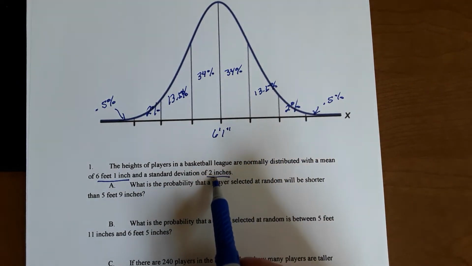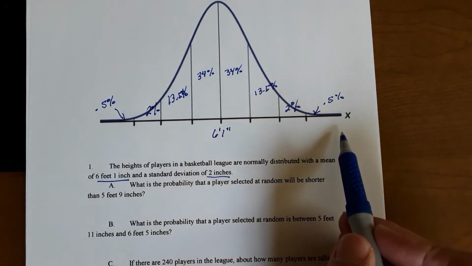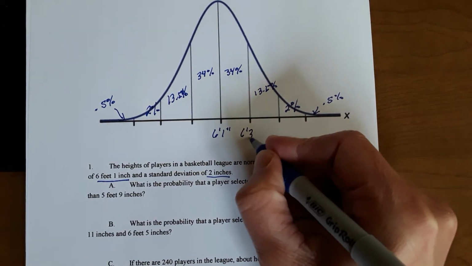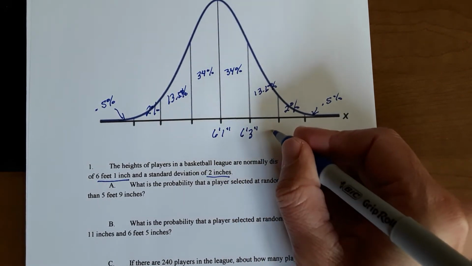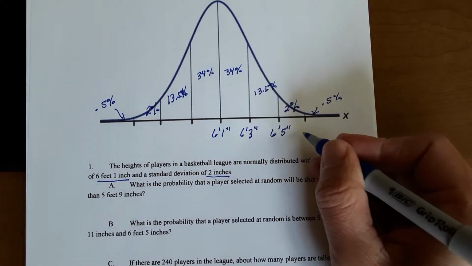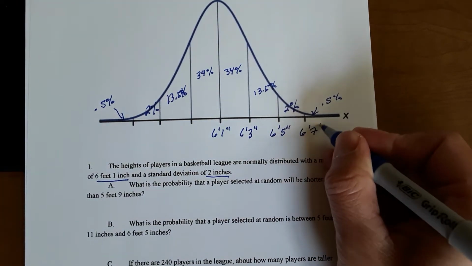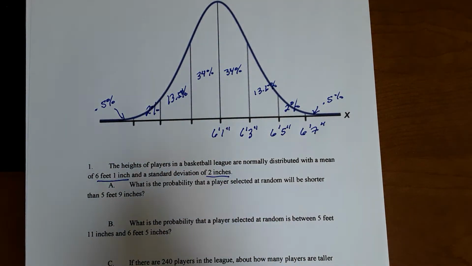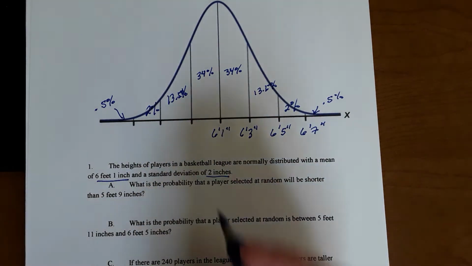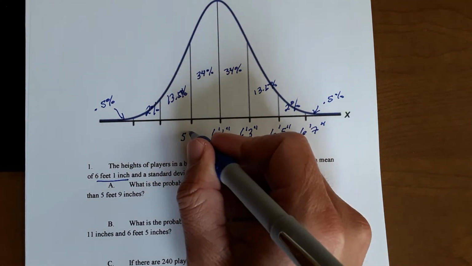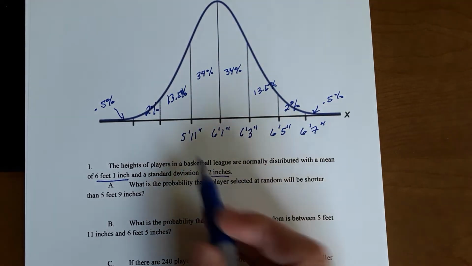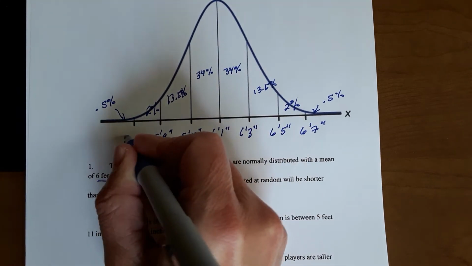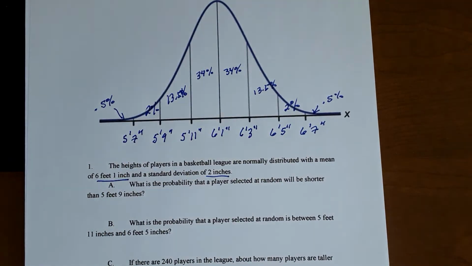Going to the right, we're going to take our standard deviation and add that continually to the numbers. So if I add 2 inches to 6 feet 1, I get 6 feet 3. If I add 2 inches to that, we get 6 feet 5 inches. 2 inches to that, we get 6 feet 7 inches. Going the other way, we subtract 2 inches from that. So if I'm at 6 feet 1 and subtract 2 inches, that's actually going to bring us to 5 feet 11 inches. Subtract 2 inches again, we get 5 feet 9 inches. Subtract 2 inches again, we get 5 feet 7 inches.